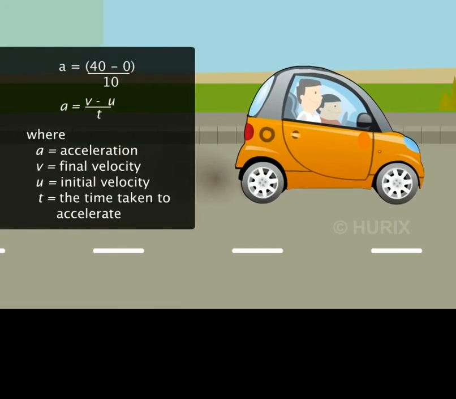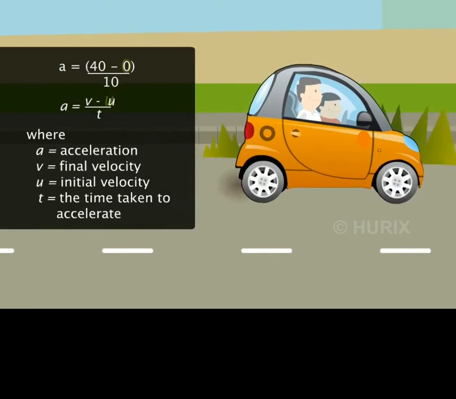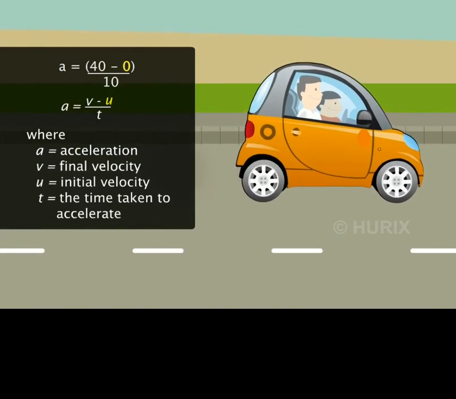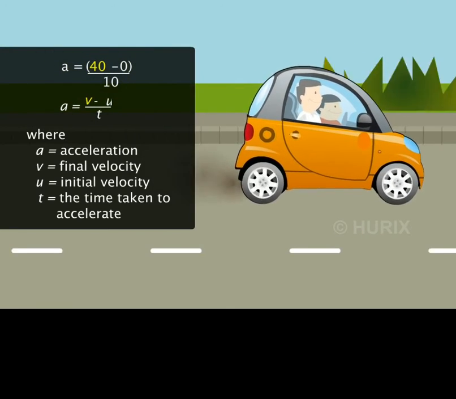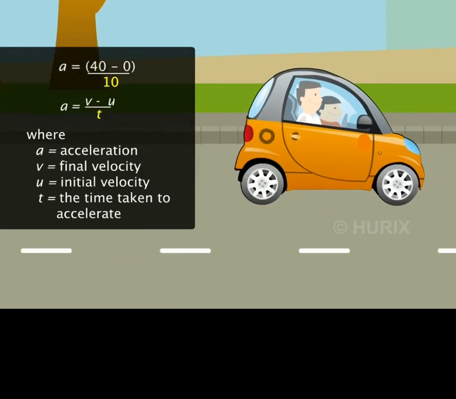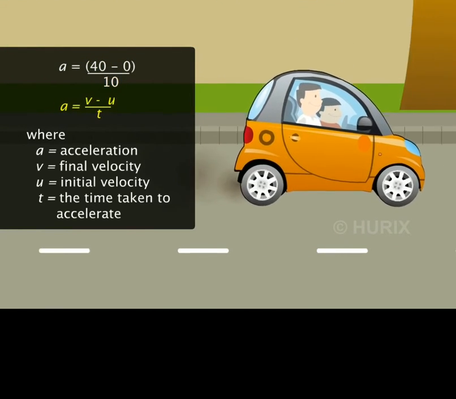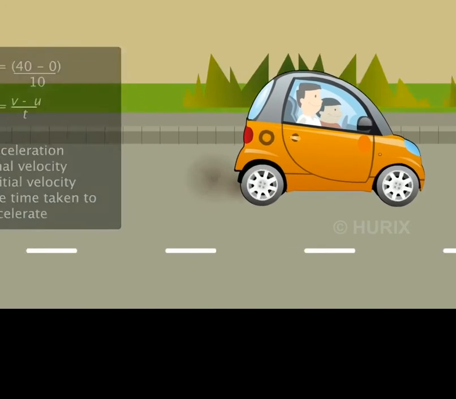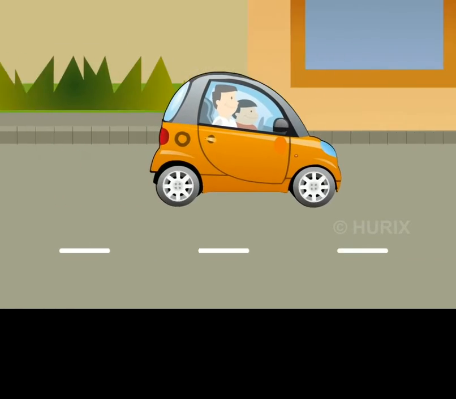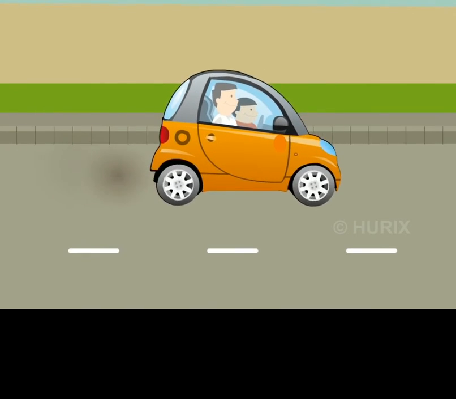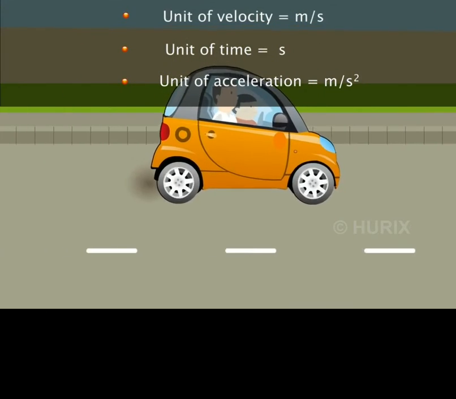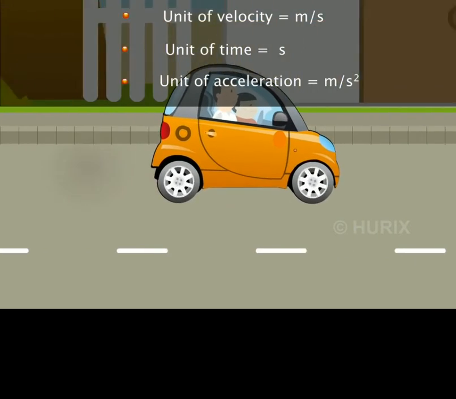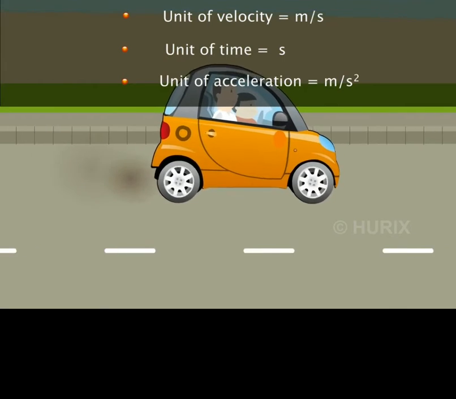Now, let us derive the formula for acceleration by replacing 0 with u as the initial velocity, 40 with v as the final velocity, and 10 with t as the time taken to accelerate. What we get is the formula for acceleration. Acceleration is expressed in units that are different from the units used for velocity. If velocity is expressed in meters per second, then acceleration would be expressed as meters per second squared.